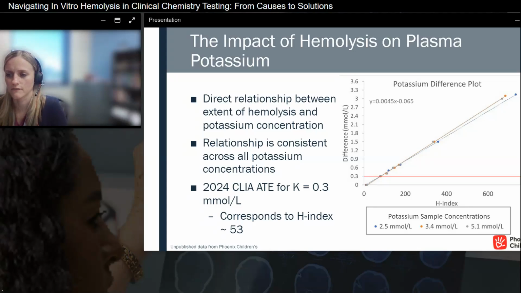Of course, the cutoff that is used can vary by different institutions. CLIA is just one way to make the determination. Some laboratories may use 10%, or they may use the older CLIA guidelines, which were 0.5 millimole per liter.